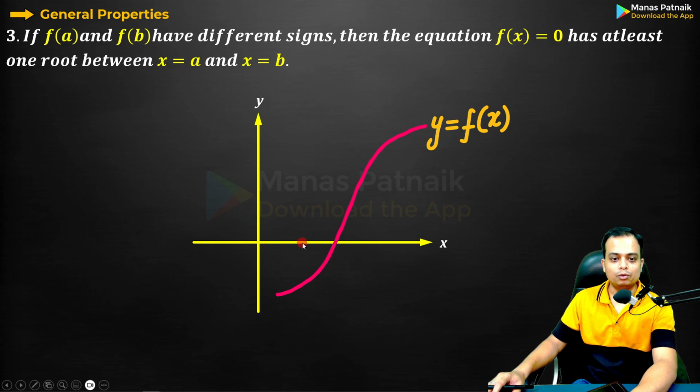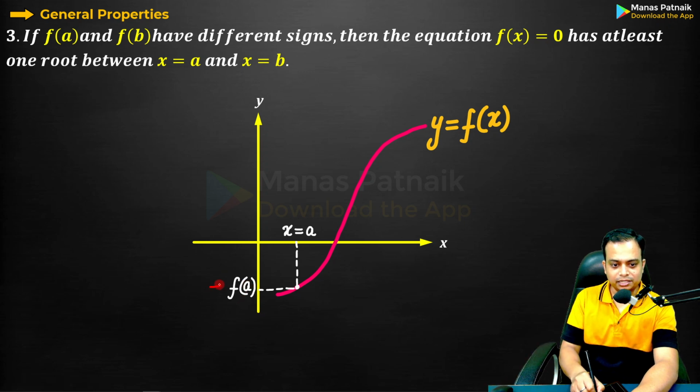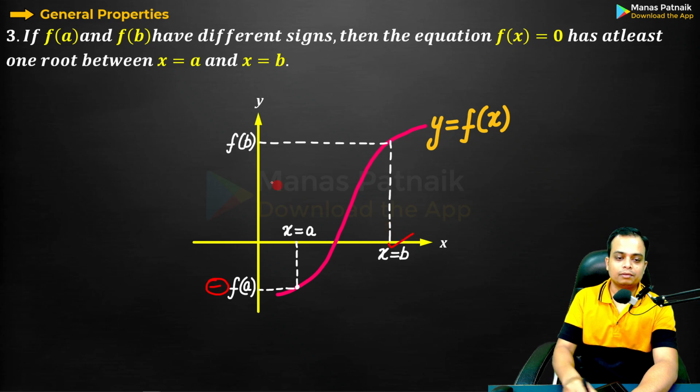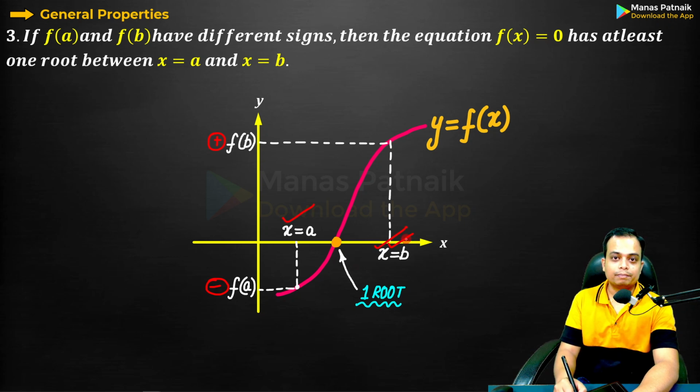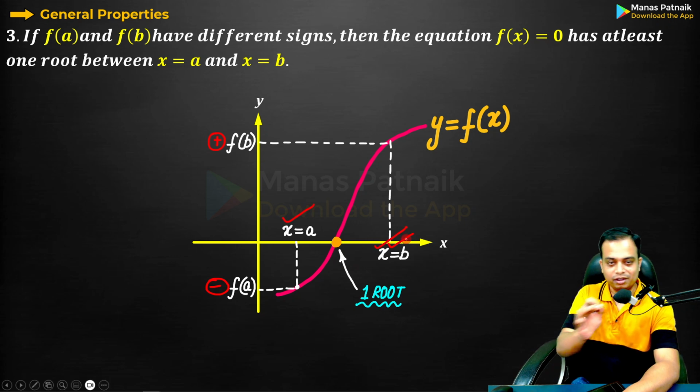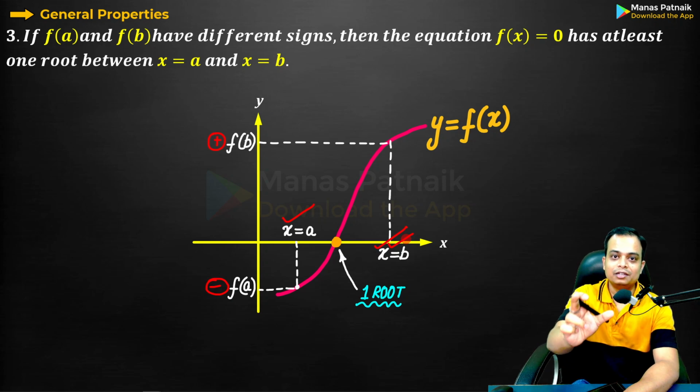Let's say you put the value of x as a. The corresponding value of function is f of a. But what we observe is that this is a negative value, isn't it? Then we put the value of x is equal to b. We observe that we've got a positive value. Then the property says that it has at least one root. Here is that root. At least one root between x is equal to a and x is equal to b. And it is this property which we'll be implementing to find the exact position of the root.